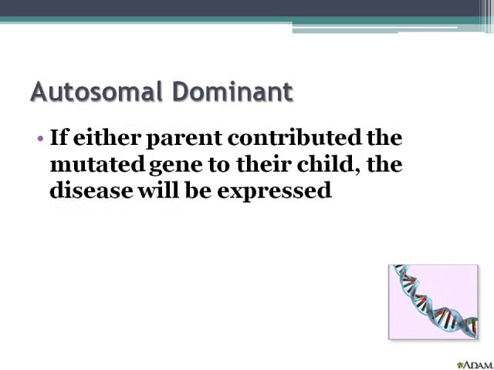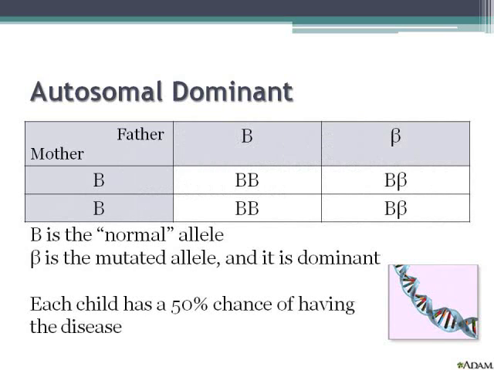Autosomal dominant. In terms of diseases, a genetic mutation has occurred on one allele, and that's a somatic allele. If either parent contributed the mutated gene to their child, the disease will be expressed. An example here is Huntington's disease.